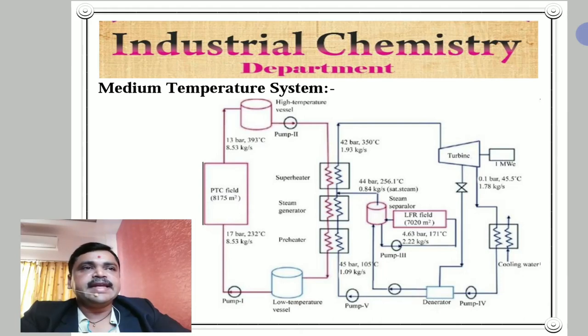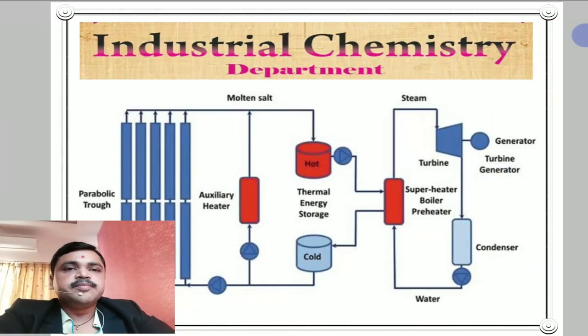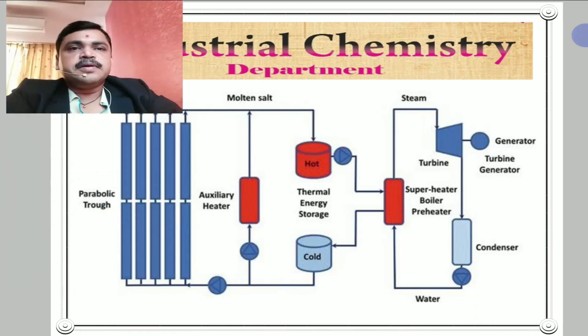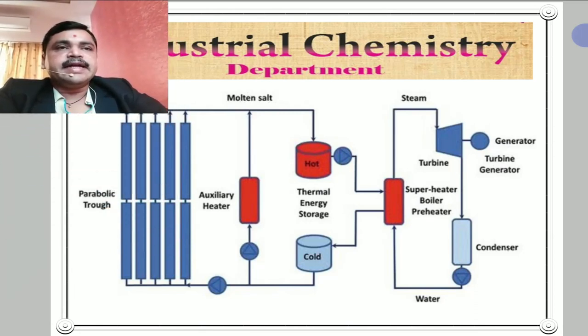A schematic diagram of a typical solar thermal electric power plant operating on a medium temperature cycle and using the focusing parabolic concentrating technology at about 400 degrees Celsius is shown in the figure. We show the next figure. This type of system works at 400 degrees Celsius.